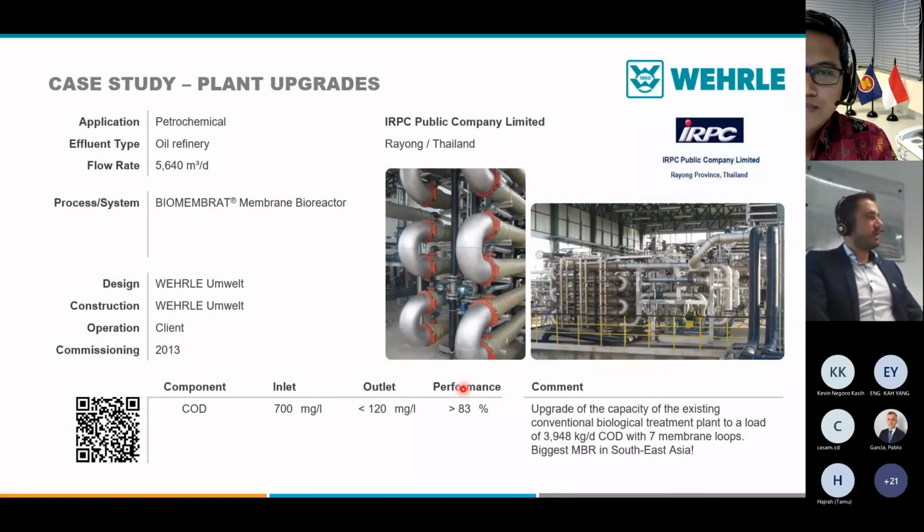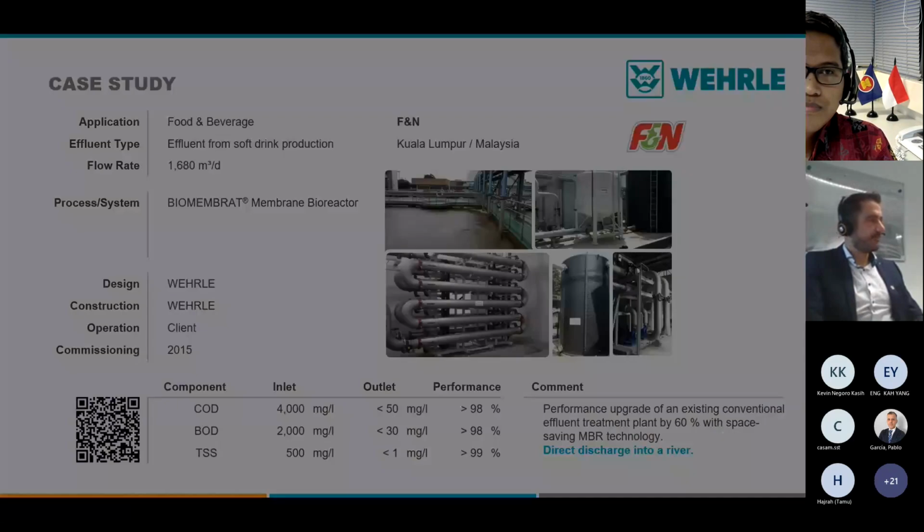This is one of the biggest, or the biggest, biomembrane plants in Thailand. It's for a petrochemical company, IRPC. And you see, we are really flexible also in the flow rate. Sometimes we have flow rates from 30 cubic meters per day up to more than 6,000 cubic meters per day. Here we are treating 4,600 cubic meters a day.